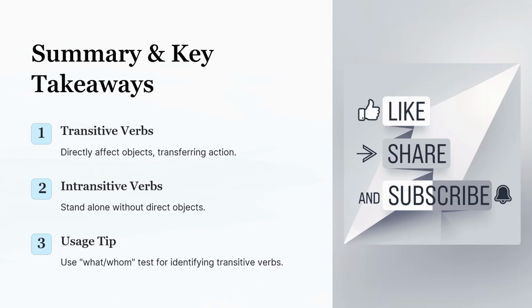Okay, so let's summarize what we've covered. Transitive verbs are verbs that require a direct object. They transfer action to something or someone. Intransitive verbs, on the other hand, are complete on their own without needing an object. So when deciding between the two, remember the what or whom test for transitive verbs, which can help you clarify their functions in a sentence. Mastering these distinctions will improve both your comprehension and use of English, making your communication and writing more precise and effective.